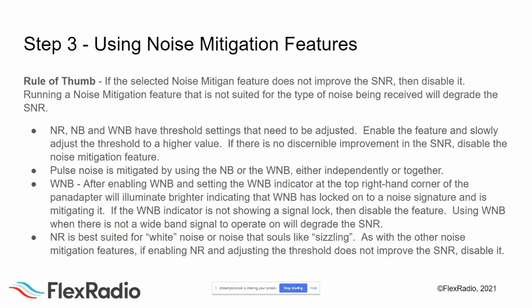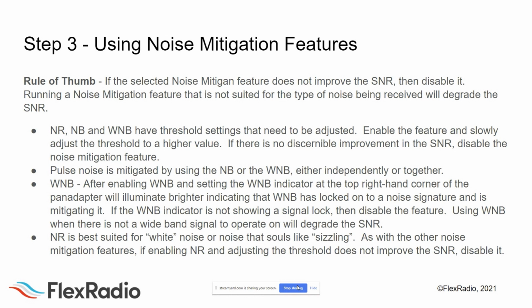Wideband noise reduction is a little bit different in that there's actually a visual indicator to let you know it's working. If you turn wideband noise reduction on, you'll see WNB show up in the top right-hand corner of the pan adapter. It will either be illuminated boldly or illuminated dimly. If WNB shows up dimly, that means the software is not finding a noise that wideband noise reduction can actually act on. You may also see WNB flash back and forth, on and off and on and off.